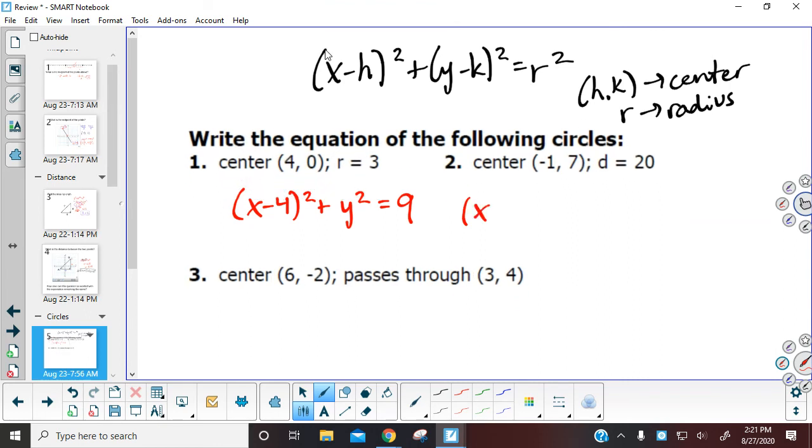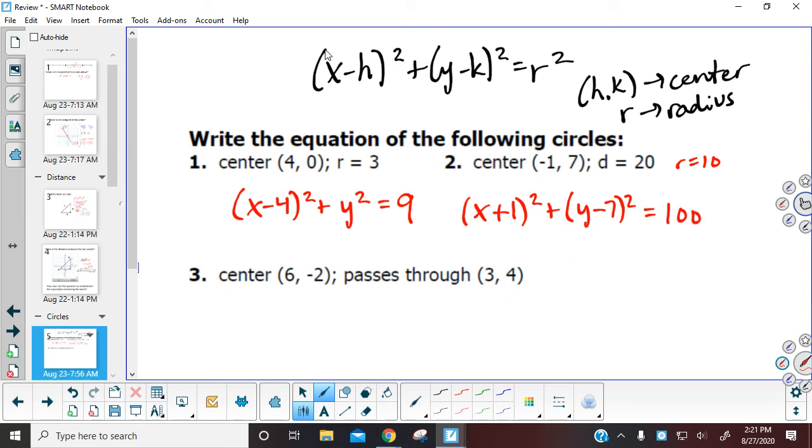So we have x. If it's minus a negative 1, it's going to turn into a plus 1. Again, we're going to square it, and then y minus 7 squared. Now notice they give you the diameter instead of the radius. Your diameter is 20, your radius is then going to be 10, and when you plug that in and you square it, that's going to be equal to 100.